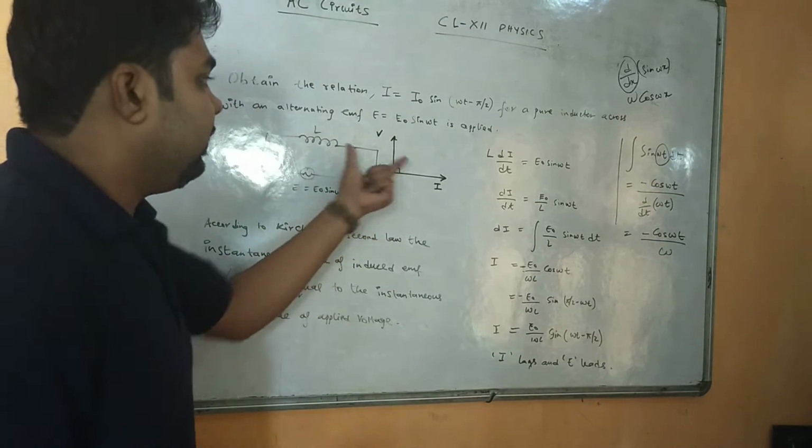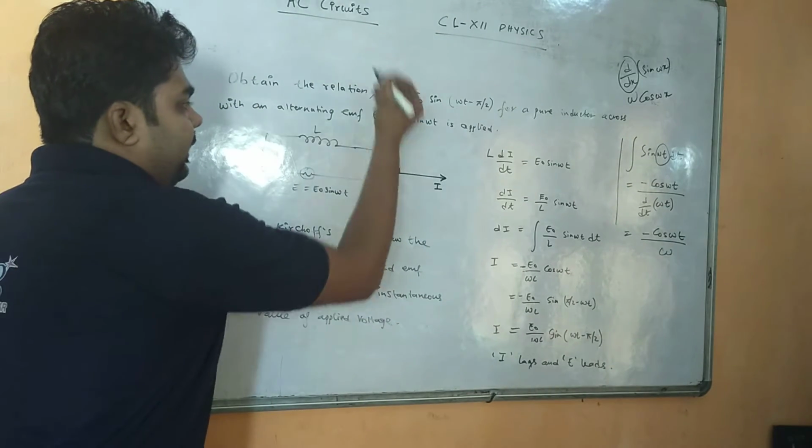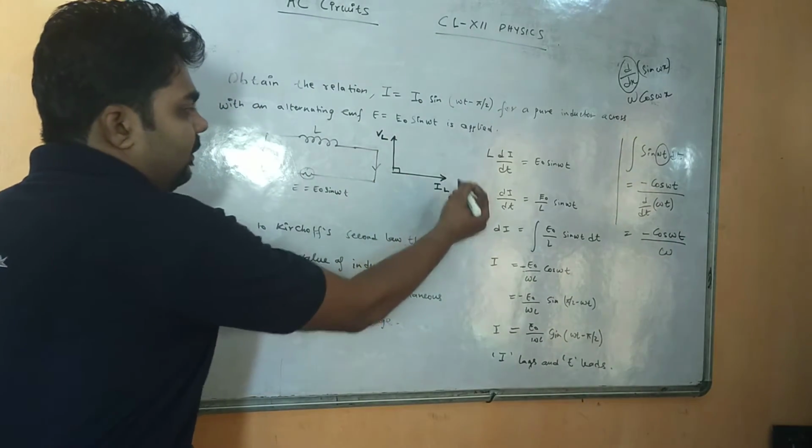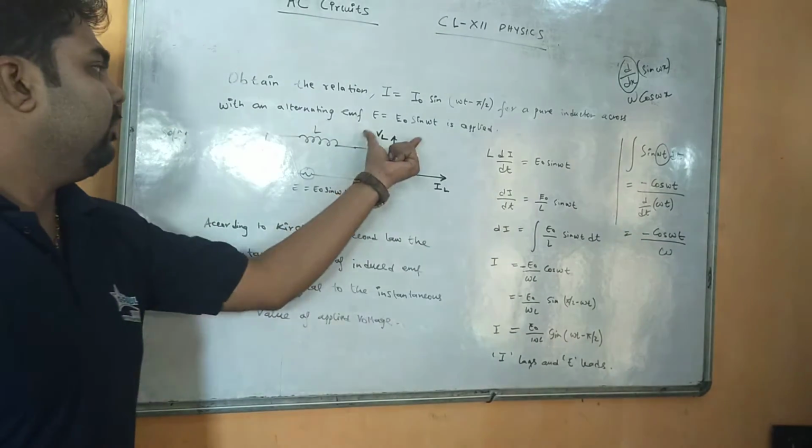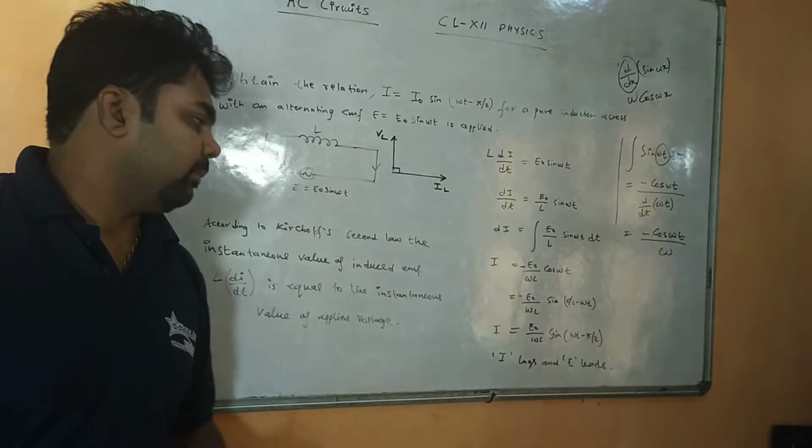So this was the phasor diagram. VL is acting in the upward direction and I is lower than VL, right? So this was the phasor diagram.